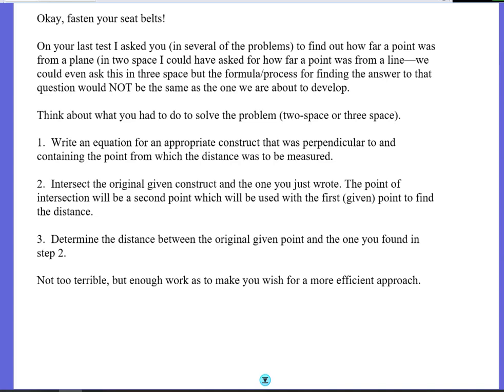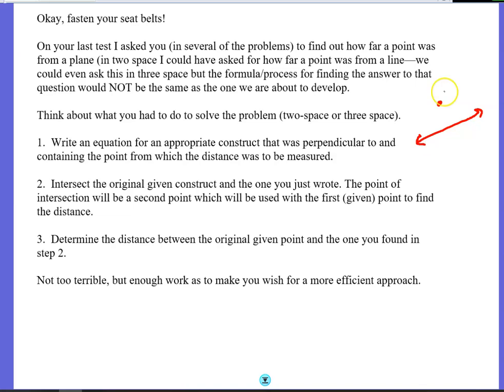Okay, so like I said, fasten your seatbelts. On the last test, I asked you to find out how far a point was from a plane, and in 2 space we did points to a line. And if we think about what we had to do to solve that problem, here's a quick one. We would write an equation for the construct that was perpendicular to and containing the point. So like in 3 space, for example, here's my point, maybe here's my line.